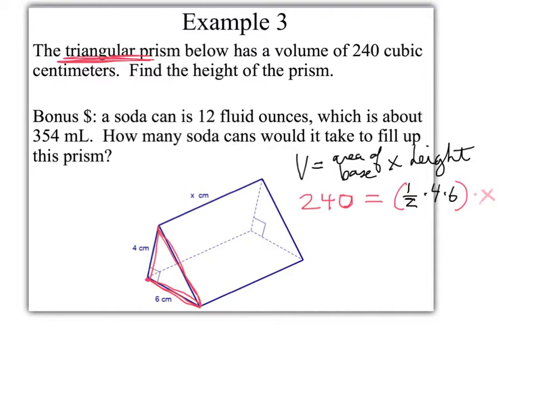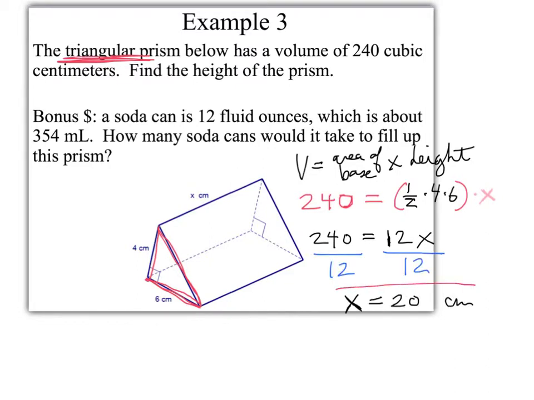One half times base times height. One half times 4 times 6. So let me clean this up. One half times 4 is 2. 2 times 6, 12. So now I think I need to divide by 12. And I'm left with 20. So, in case you're that kid, yes, x is 20.